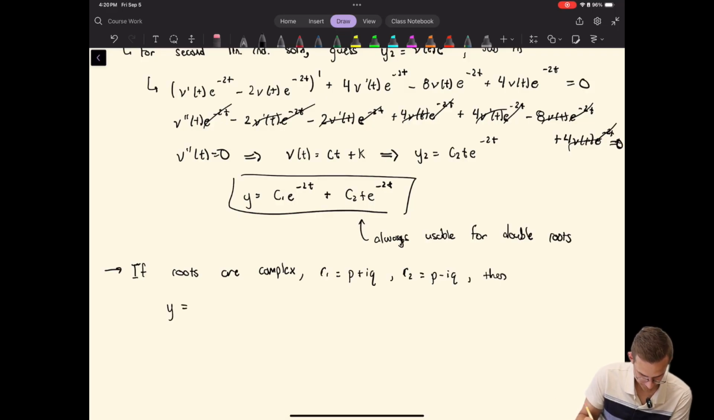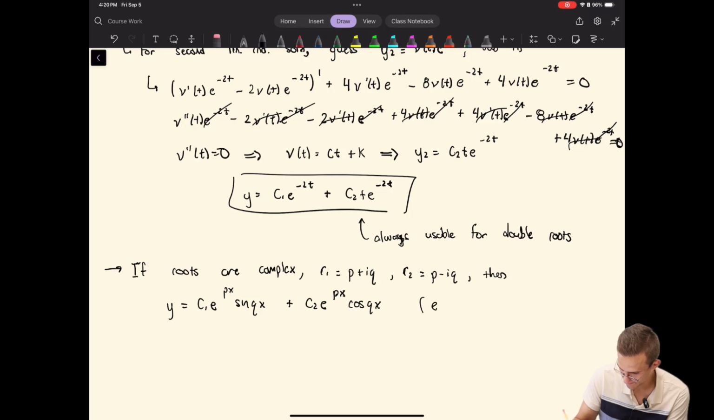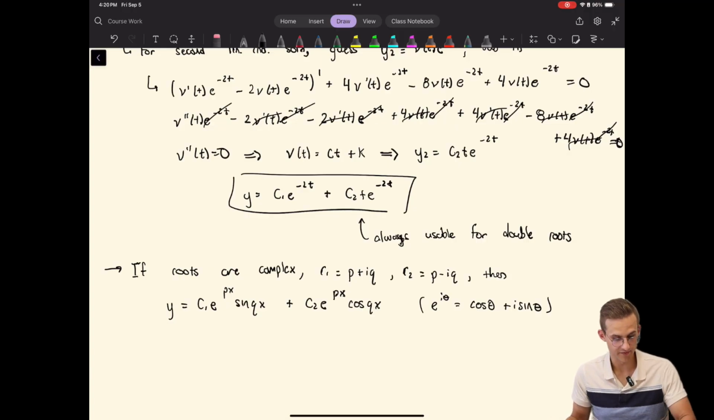Since the roots are always going to be complex conjugates, your solution looks like y is equal to c1 times e to the px times sine of qx plus c2 times e to the px times cosine of qx. Okay, and that's just because e to the i theta is equal to cosine theta plus i sine theta. All right, so just keep that in mind for complex roots.